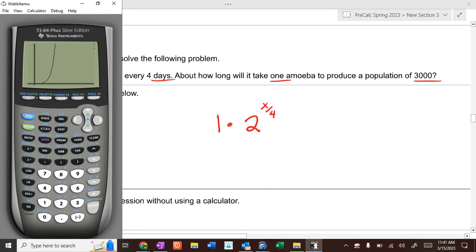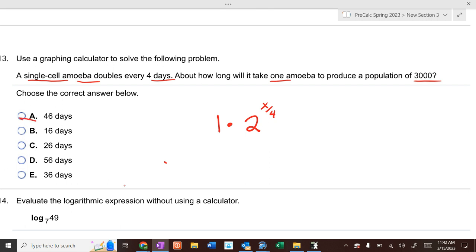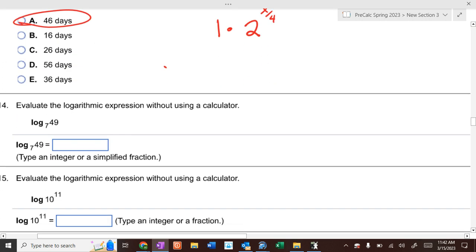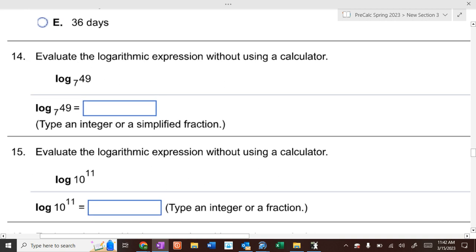Oh, you know what I forgot to do? I put in 3,000. Why did I put my window at 500? It should be at 5,000. Graph. There we go. There's my 3,000 line. There's my doubling. Second trace. Intersect. They intersect at 46.2 days. 46 days. Okay, now we get to the logarithm stuff.